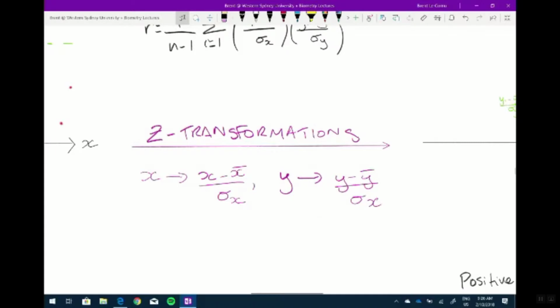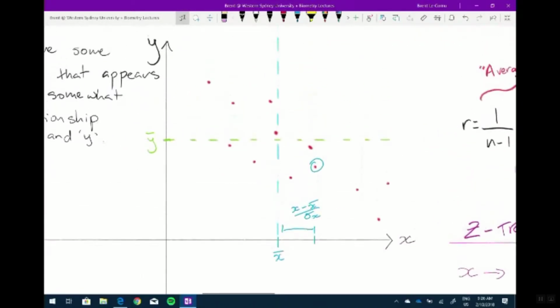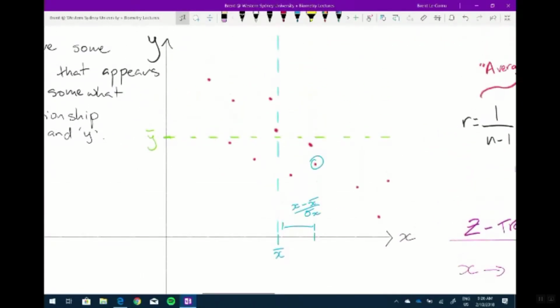Where will the means end up? X bar and y bar. What will they get sent to? If I redraw this scatter plot now in terms of z-scores instead of the original data, where will x bar and y bar end up?